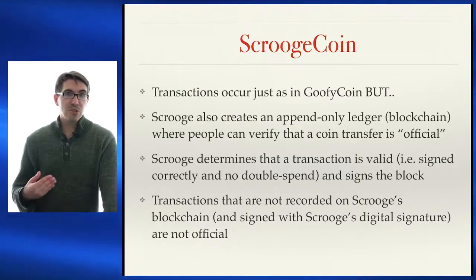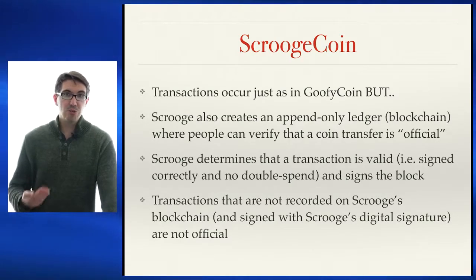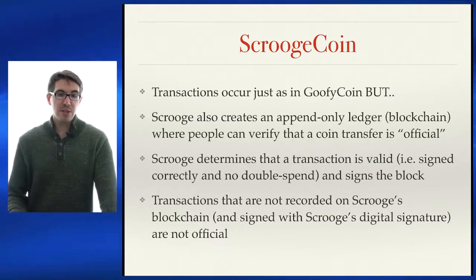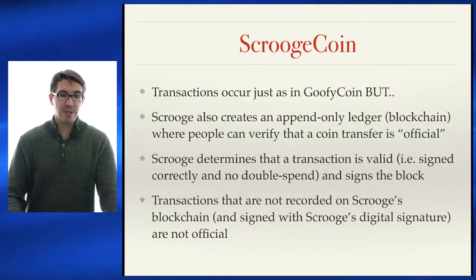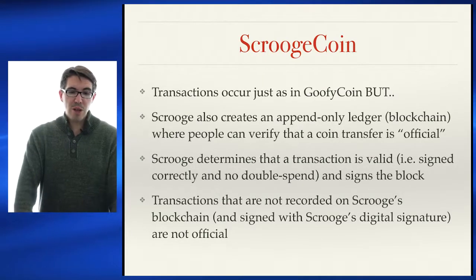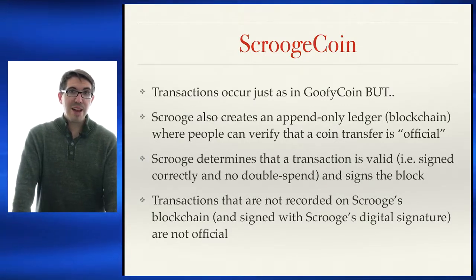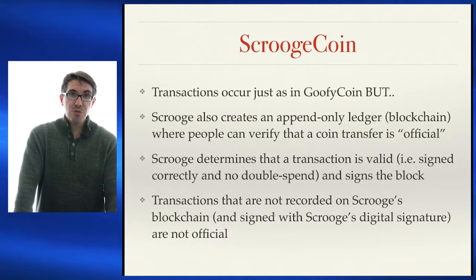So let's try to fix this by generating Scrooge coin from Goofy coin. Transactions occur in Scrooge coin just like they do in Goofy coin, but there's an additional wrinkle to this. Scrooge is also going to create an append-only ledger where people verify that a coin transfer is official and has actually occurred.